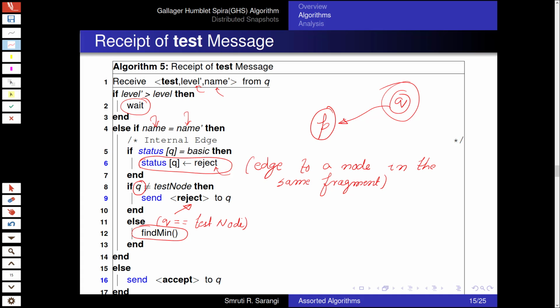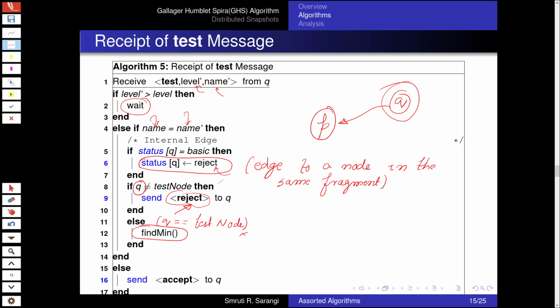As far as we are concerned, I know that Q is a part of my fragment. Q knows that I am a part of his fragment. We mutually know each other if it is this case. If we mutually don't know that, I should make Q explicitly aware of the fact that look, Q, you should not have sent me a test message in the first place because you and me are a part of the same fragment, so we can never have a connecting edge between us. Hence, I am rejecting this message.